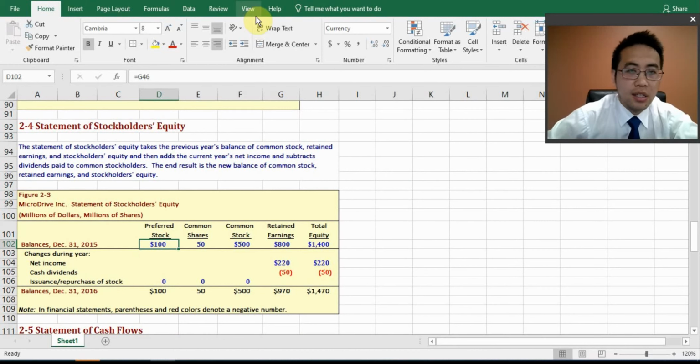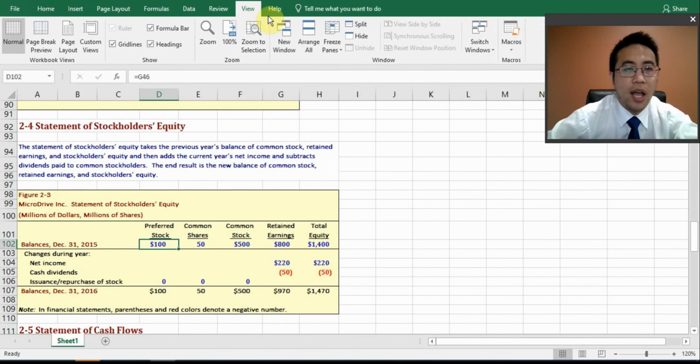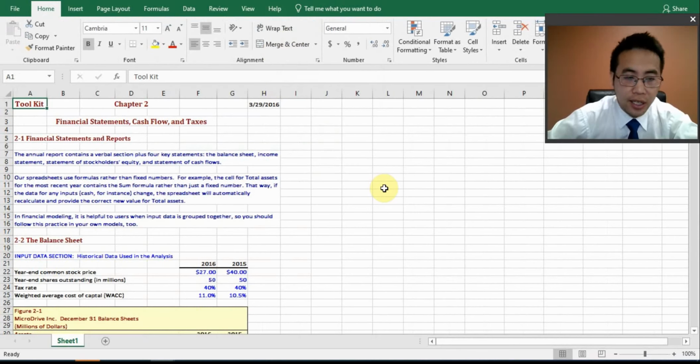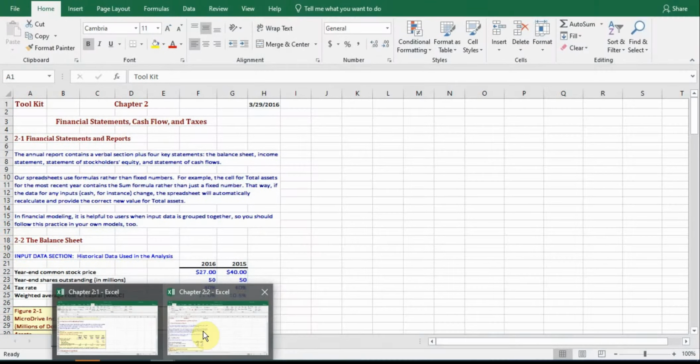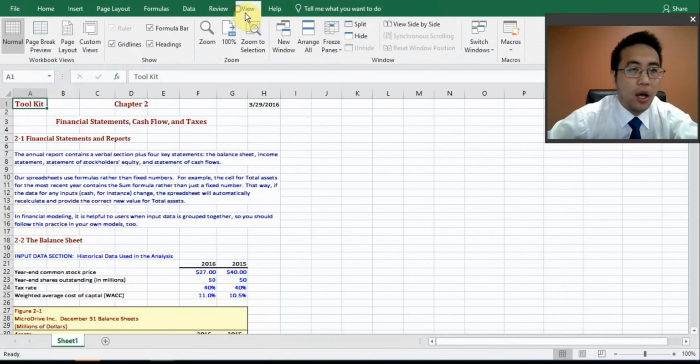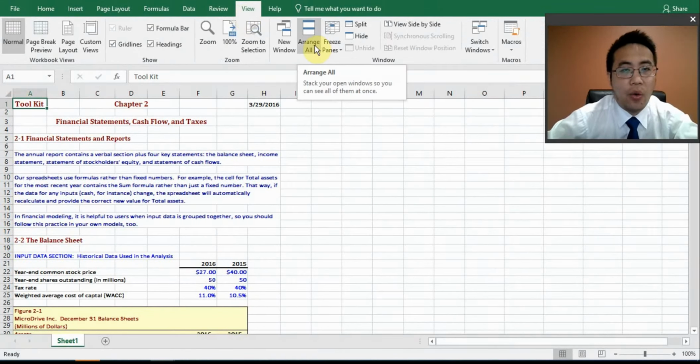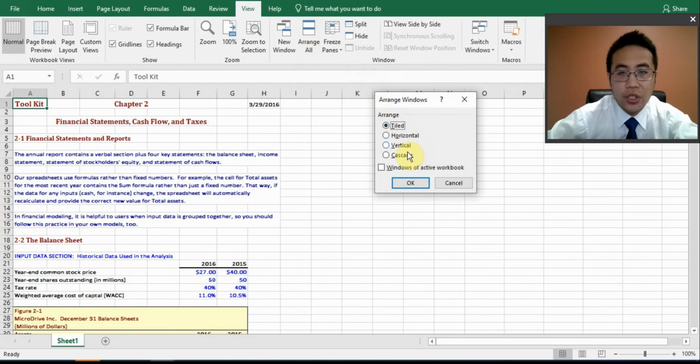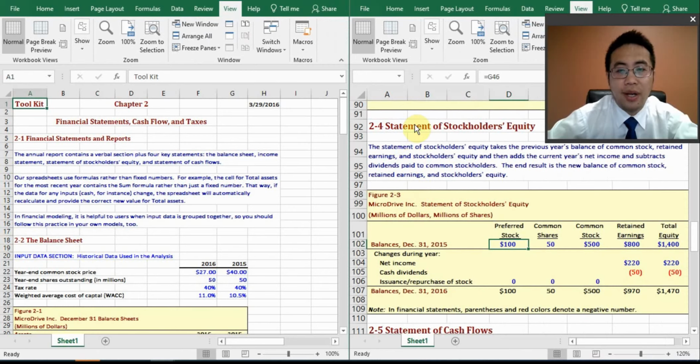So Excel has this function. Just hit this button called View, and then I want you to create a new window. And upon clicking this new window, you will see the same Excel file in two windows. Okay, you see this is window 1, window 2 right here. And then I want you to hit View again, and then hit Arrange All. And I want you to arrange the two windows in a vertical way so you can see both of them at the same time.